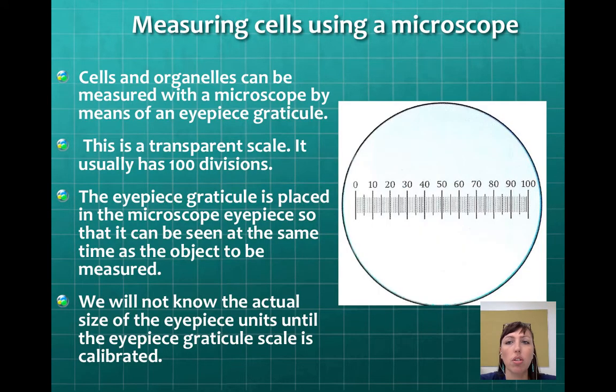So measuring cells and organelles with a microscope requires an eyepiece reticule. This is a transparent scale. It usually has 100 divisions. The eyepiece reticule is placed in the microscope eyepiece so that it can be seen at the same time as the object to be measured. Usually it's already in the microscope when you use them. Not all microscopes have them in the eyepiece, but most do. And we will not know the actual size of the eyepiece scale until the eyepiece reticule is calibrated. So it's kind of like a random scale.